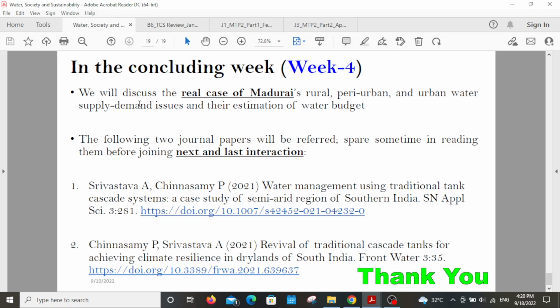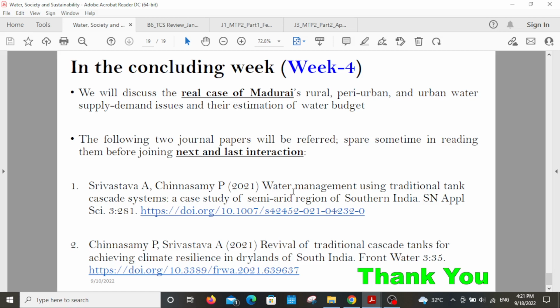As we discussed in the week 3 lecture, if we can bring some real case studies and try to realize the significance of water budgeting in a real-life context, it helps. Hence, today we will be discussing the real case of Madurai's rural, peri-urban and urban water supply and demand issues, and the estimation of their water budget, for which we will take reference from these two papers.